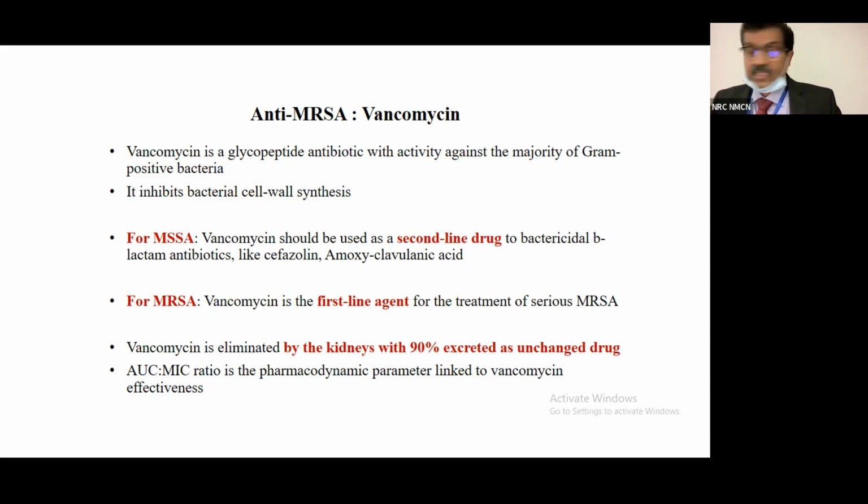Definitely, this is the first line agent. Important thing to remember with the vancomycin, it is excreted through kidney, 90% unchanged form. And so AUC or MIC ratio is the pharmacodynamic parameter linked to vancomycin effectiveness.